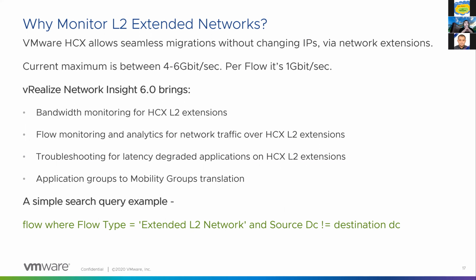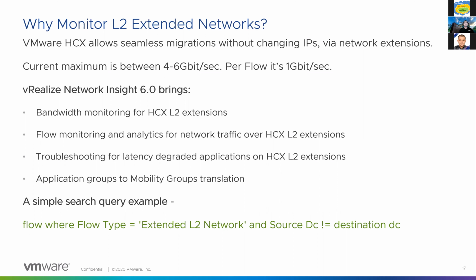As of today, we don't have an out-of-the-box dashboard for HCX on Network Insight, but we can use some sample queries, simple queries like you see here. This is just a simple query that you type on Network Insight, where we say flow, where flow type is equal to extended L2 network, and source data center is not equal to destination data center. So we'll see how the output of that query looks.